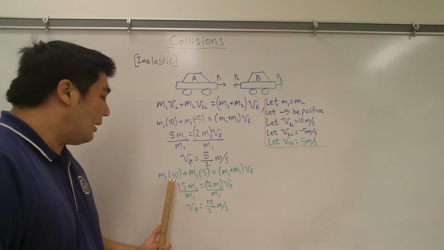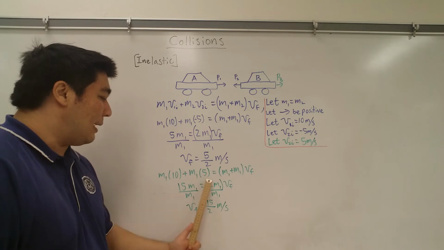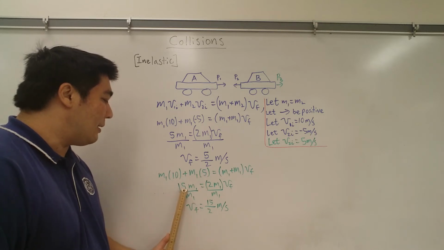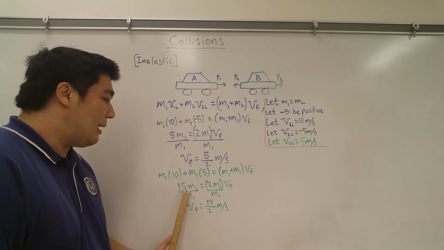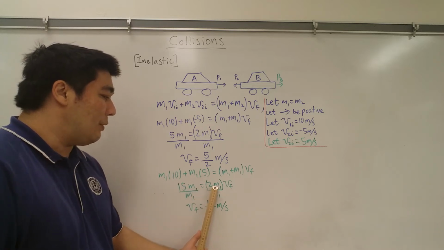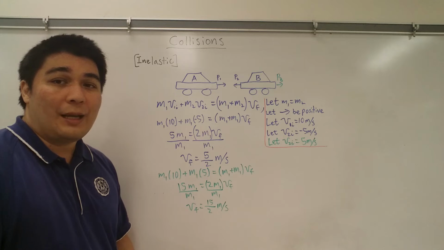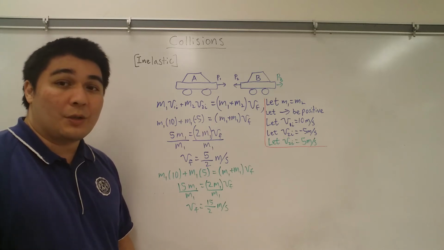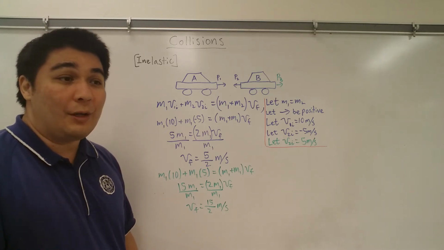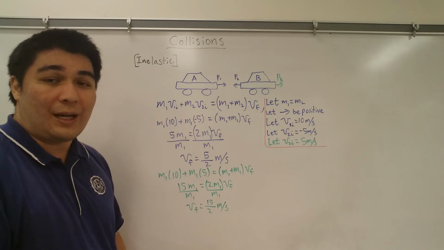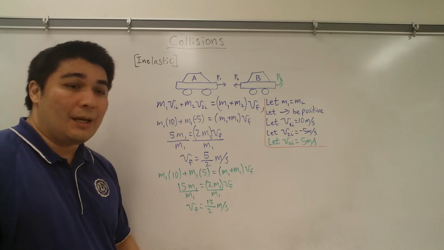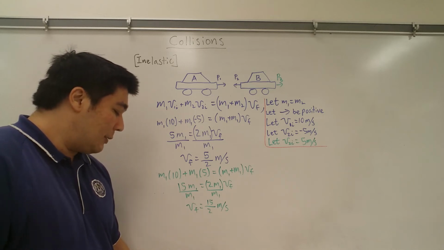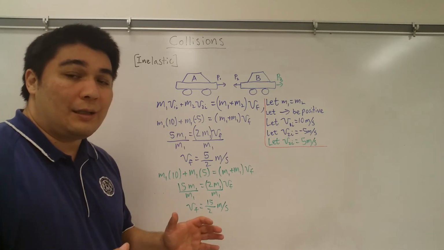So when they hit, they're going to combine the masses. So in this case, M1 times 10 plus 5 is 15. So 15 M1 equals 2 M1 V final. And so what we have now is when we divide both sides of the equation by M1, we get 15 divided by 2 is your final velocity, which hopefully does make a little bit of sense.